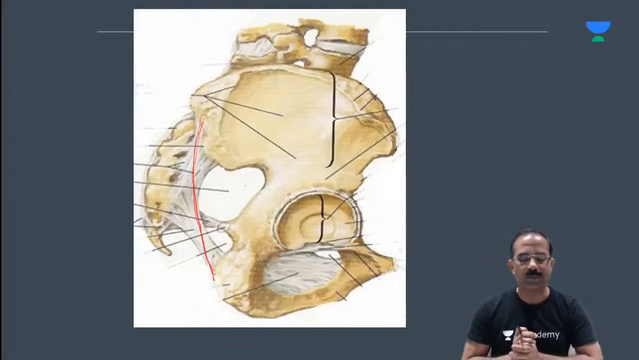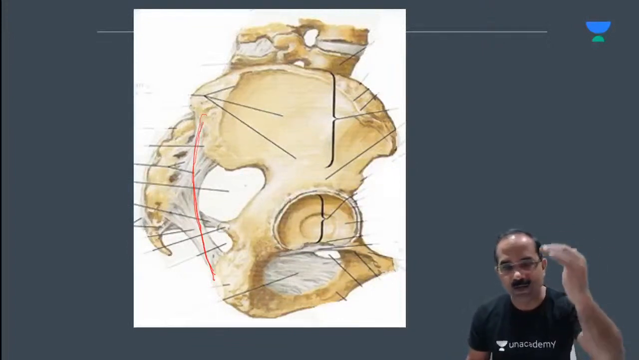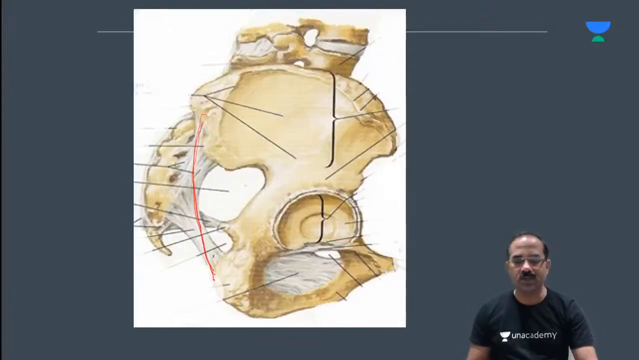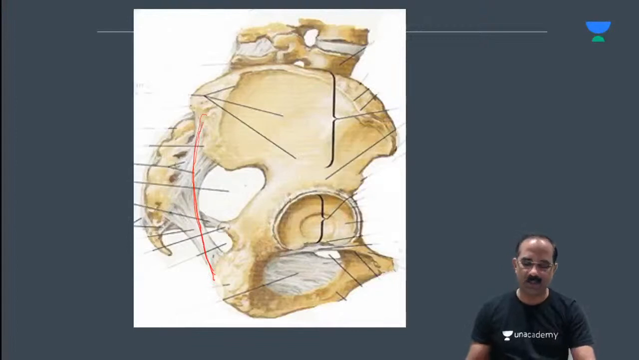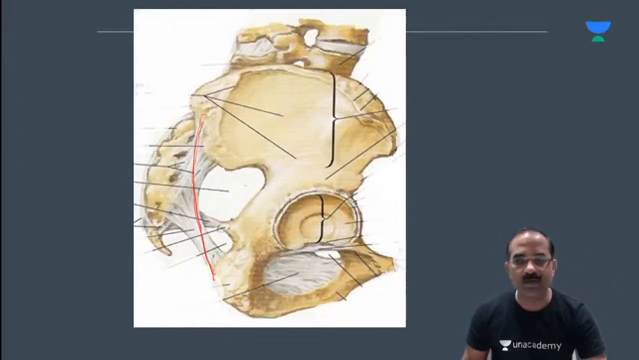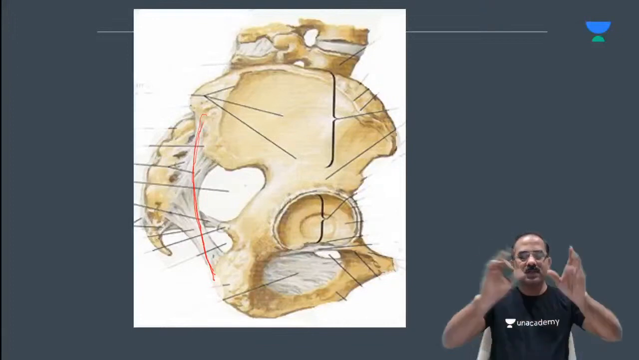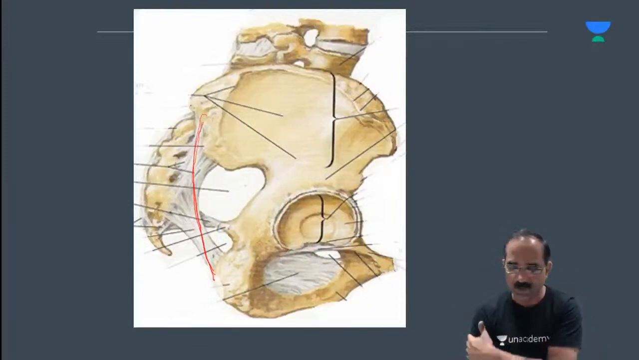of the muscle. This sacrotuberous ligament represents the degenerated part of which muscle? Can anyone answer this? The sacrotuberous ligament represents the degenerated part of the long head of biceps femoris. And the sacrospinous ligament represents the coccygeus muscle. Just remember this, very important. So sacrotuberous is a degenerated part of the long head of biceps femoris, and the sacrospinous ligament is a degenerated part of the coccygeus muscle.